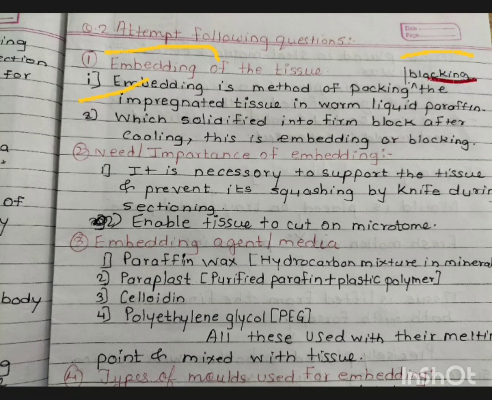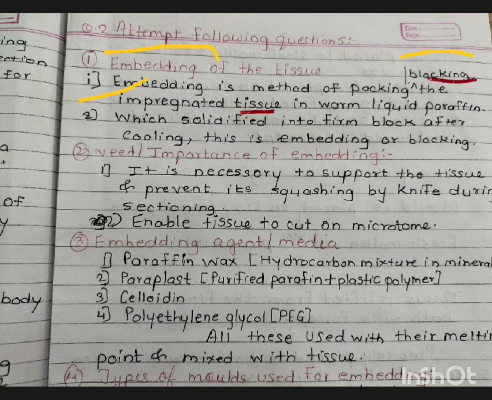Method of blocking impregnated tissue. As we already discussed, infiltration is the entering of this surrounding paraffin wax into the porous tissue, which replaces the xylene. So after xylene, there is impregnation of the tissue, where all the xylene is removed and paraffin wax takes its place. Now this tissue we are going to place in an embedding medium for packing or blocking.